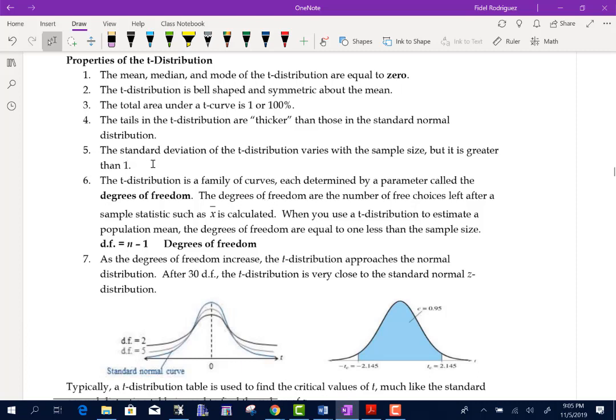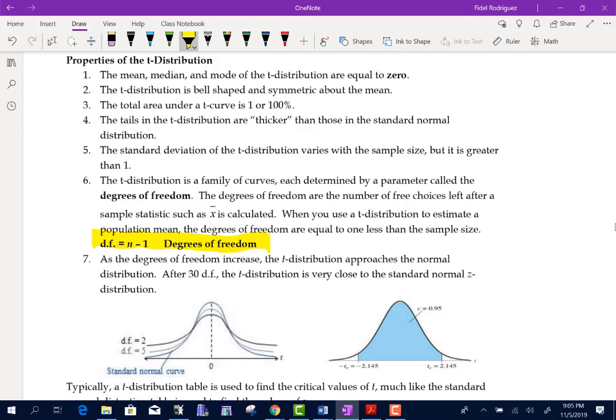And guys, there's going to be something called the degrees of freedom. So it says the t distribution is a family of curves, each determined by a parameter called degrees of freedom. The degrees of freedom are the number of free choices left after a sample statistic such as x bar is calculated. I'm going to explain this to you in a minute. When you use a t distribution to estimate the population mean, the degrees of freedom is going to be one less than the sample size. So this piece right here is going to be really important for me to remember, okay? I'm going to walk you through that.